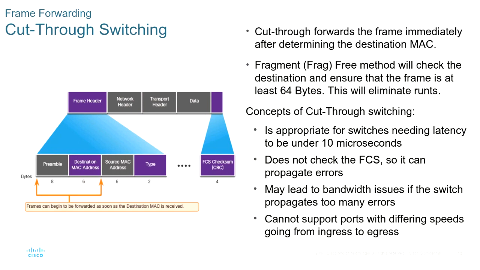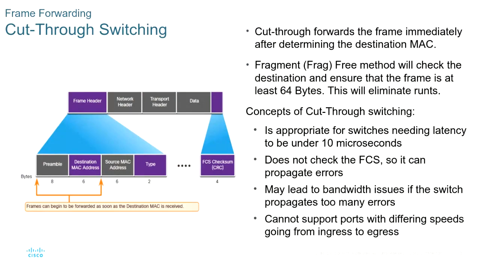Cut through can either do it very aggressively, very quickly, or you can make it sort of a centrist, a middleman type thing, fragment free. They wait for 64 bytes of the Ethernet frame, not bits, but bytes. It turns out that if there are going to be Ethernet frames that have errors, almost 99% of them we will determine in the first 64 bytes, so we can drop them.